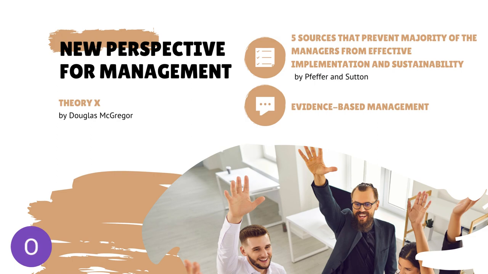Employees are extremely complex, so there is a need for theoretical understanding backed up by research before application can be made. According to Pfeffer and Sutton, today's managers know about this, but still they don't do it. They came up with five sources that prevent the majority of managers from effective implementation and sustainability. Those are: 1. Hollow talk. 2. Debilitating fear. 3. Destructive internal competition. 4. Poorly designed and complex measurement systems. And finally, 5. Mindless reliance on precedent.